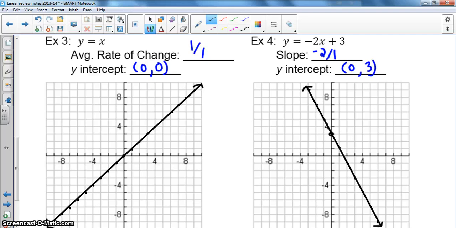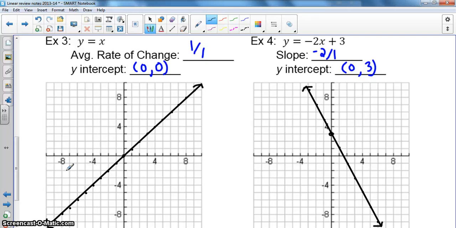For example 3, just be careful. There's really a 1 in front of the x here. So that means your average rate of change is 1/1, because I can put a 1 underneath anything. And notice there is no b value, so that means that the y-intercept is 0. There is nothing there, so the y-intercept is 0, 0. So I technically started at 0, 0, went up 1/1, up 1, right 1. And then I also had to continue that by going down, which is negative, and left, which is negative. And again, we talked about how a negative divided by a negative still makes that positive slope.